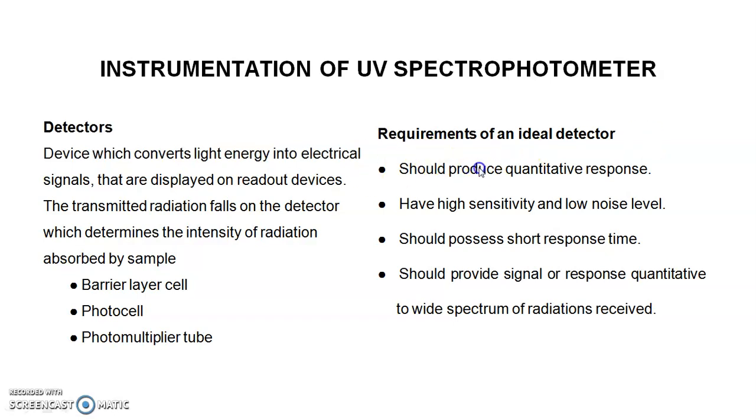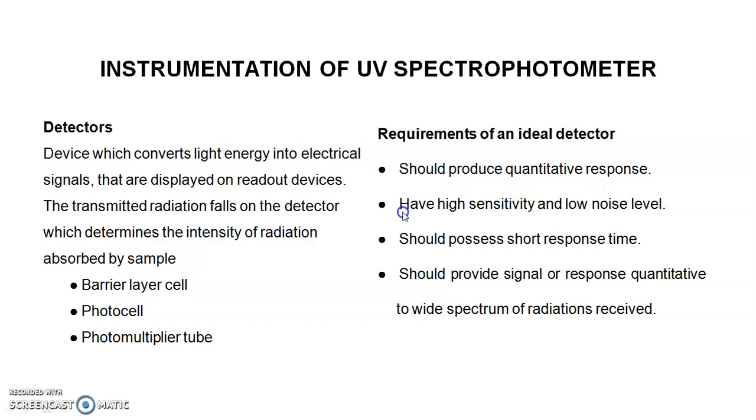Ideally, it should produce a quantitative response. What we mean by quantitative response is that the detectors should sense the change in the quantity of the sample, or they should sense the change in the intensity of the light that is because of the change in the concentration of the sample. So in broad terms, the detector should ideally be quantitative, showing the response in a quantitative way.